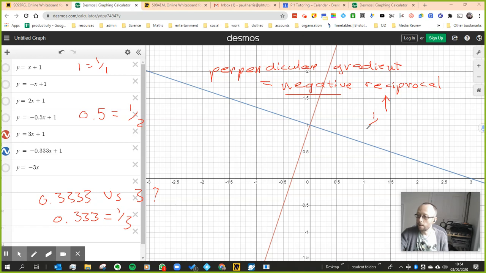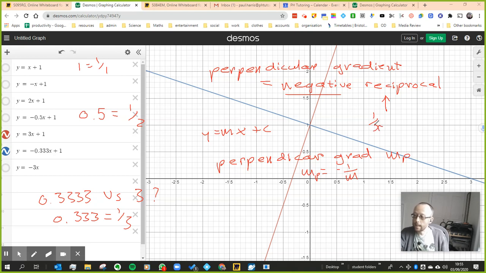So if the first equation was y equals mx plus c, the perpendicular gradient, which we'll call MP, would be equal to minus 1 over m. So the reciprocal means 1 over whatever it is, 1 over x, 1 over whatever we're doing the reciprocal of. The negative reciprocal will just be minus 1 over x.